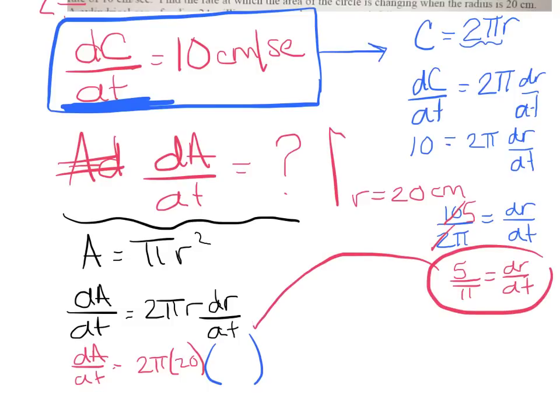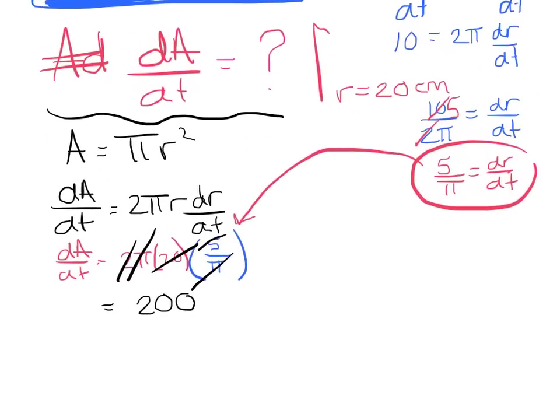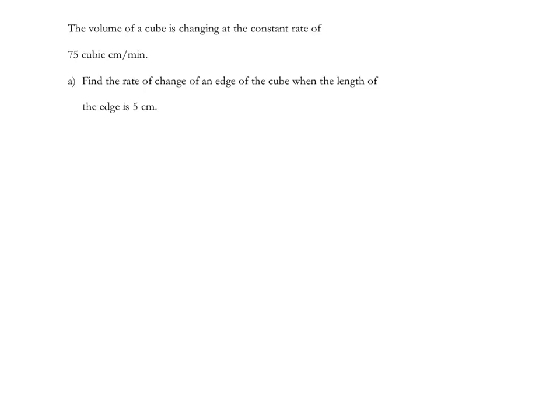Now that I have that value, I can substitute that into dr/dt. So 5 over pi. Again, take note that my pi's are going to cancel. That's on top, that's on the bottom. 5 times 2 is 10, times 20 should be 200. And since it's area, I just want to check my units there. What were they? Centimeters. So I'm going to say centimeters squared per second. And there you go.